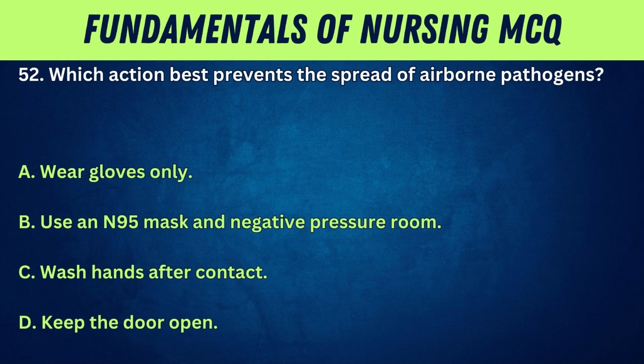52. Which action best prevents the spread of airborne pathogens? A. Wear gloves only. B. Use an N95 mask and negative pressure room. C. Wash hands after contact. D. Keep the door open.